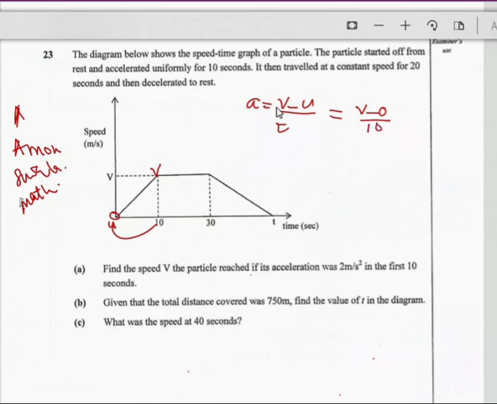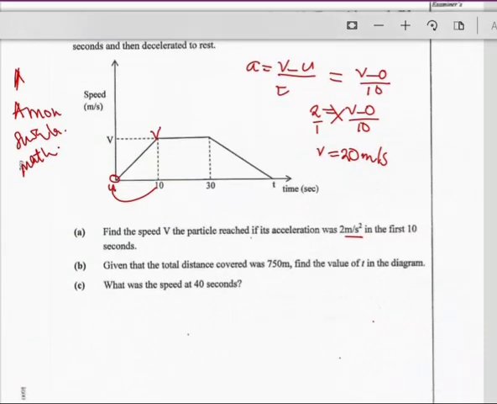Over the time it took from here to there, which is 10. Our acceleration is 2 meters per second squared. So 2 is equal to v minus 0 over 10. This is over 1, we cross multiply. So v is equal to 2 times 10, that is 20. So our speed v is 20 meters per second. That is the first one.